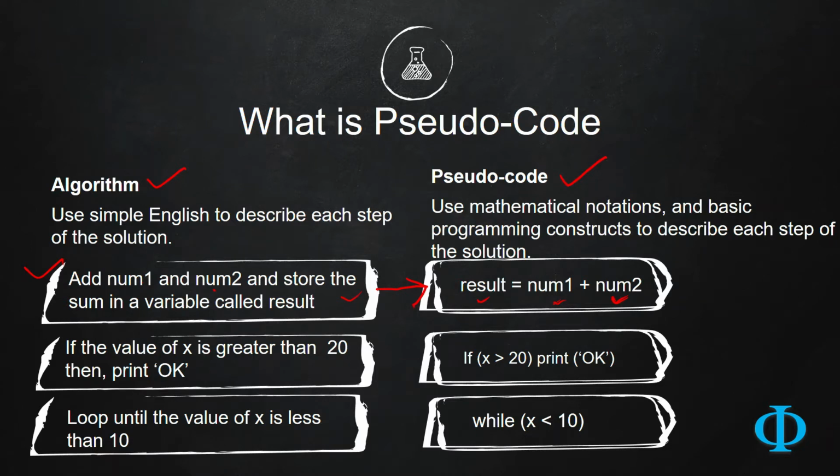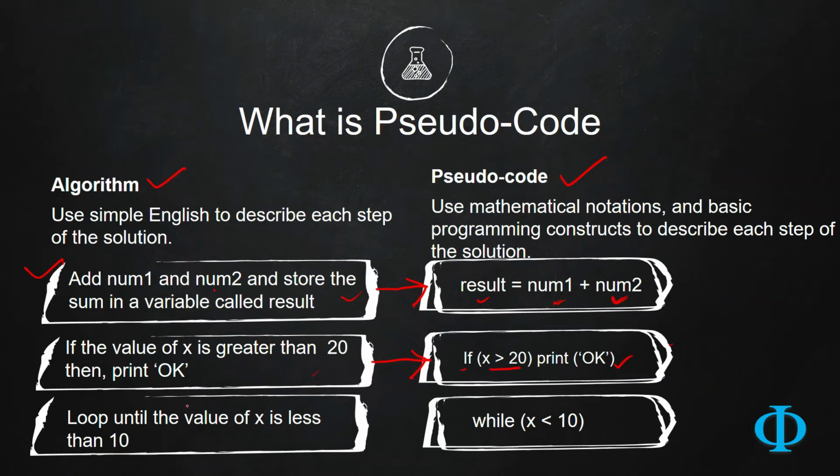Now the next one: if the value of x is greater than 20, then print OK. Now you all know what is if. There is a control structure called if. There is a logical operator called greater than. So just convert it to those notations, like if x is greater than 20, then print OK. So this is an equivalent pseudocode for this English algorithm.